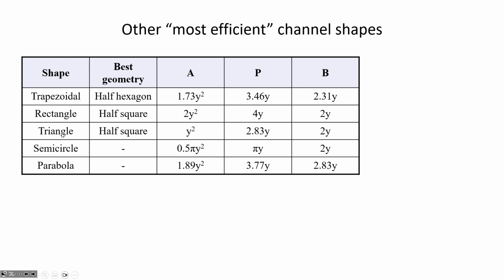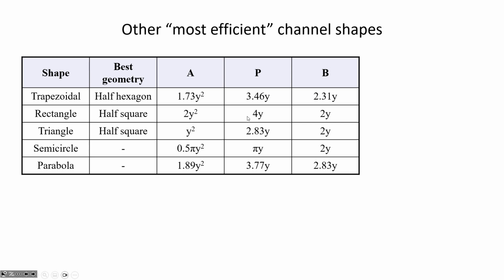For example, if you have a triangular section, then it's a half square, but it's a half square on its side. So it is this kind of a half square. Let's see. No, I guess it would be a little bit wider than that. There we go. Half square. So a 90-degree angle would give you the most hydraulically efficient triangle section, and semicircle, parabola, and so on.